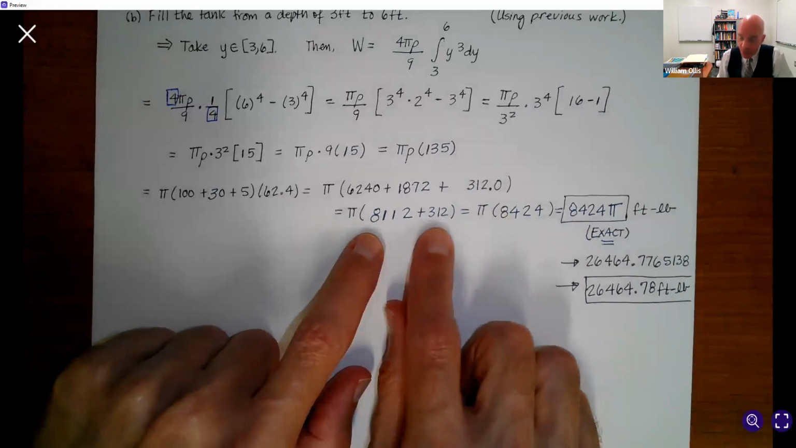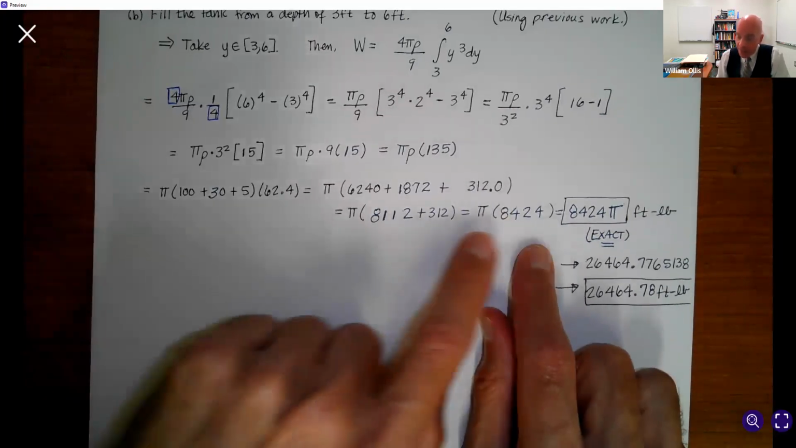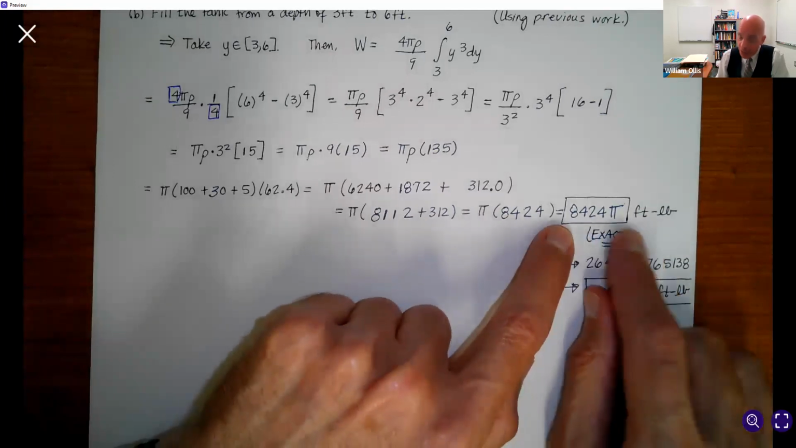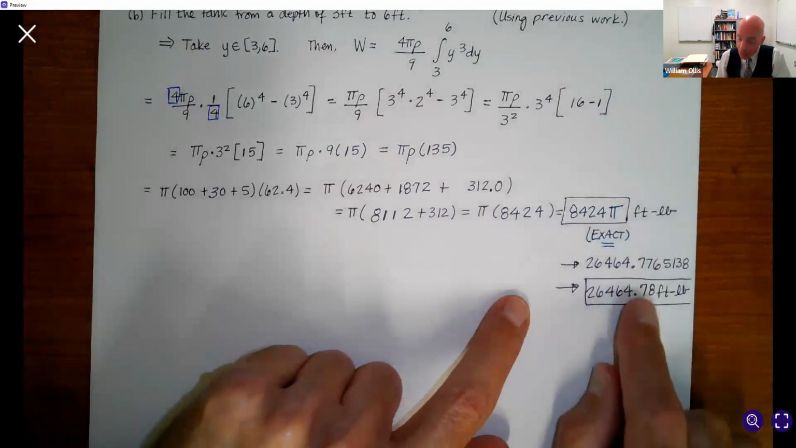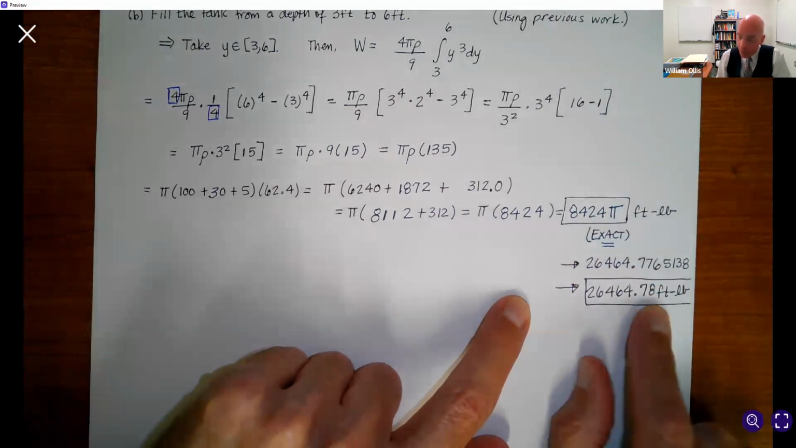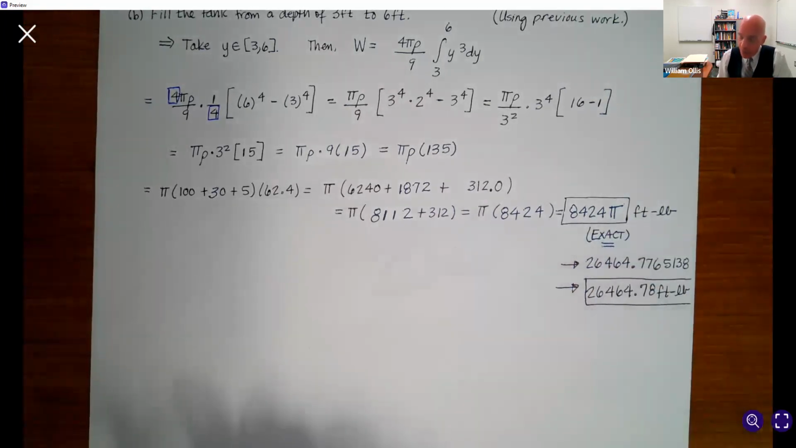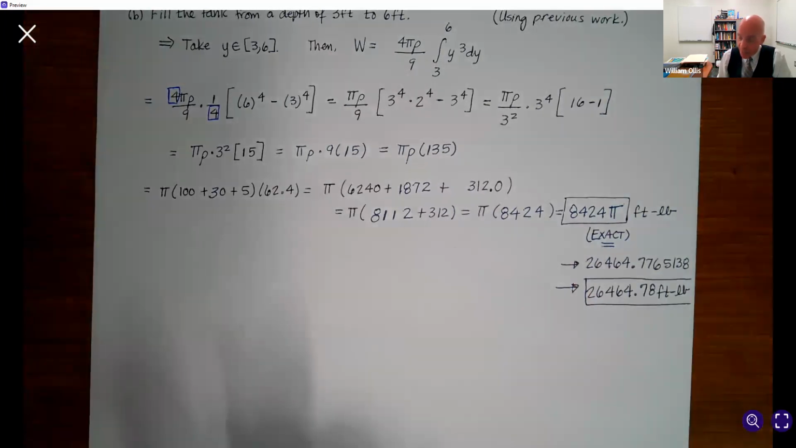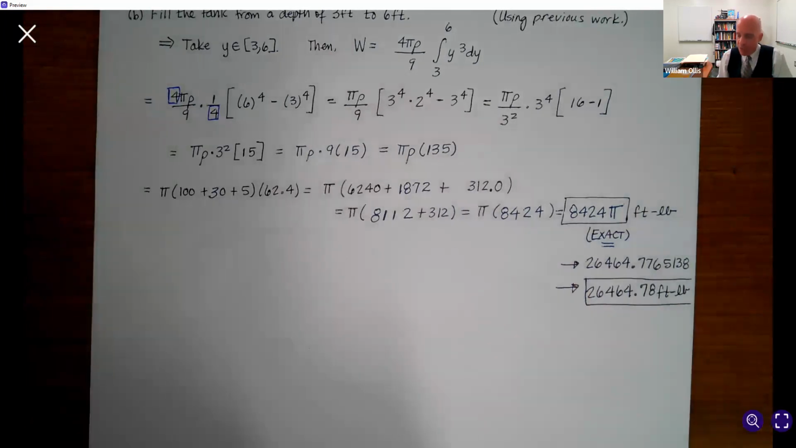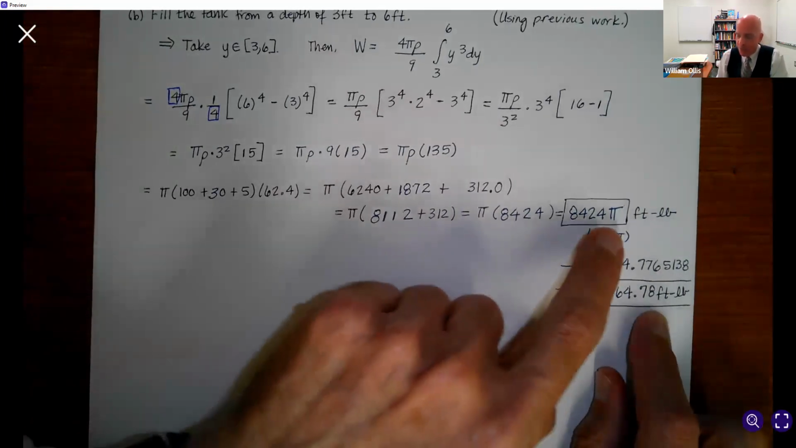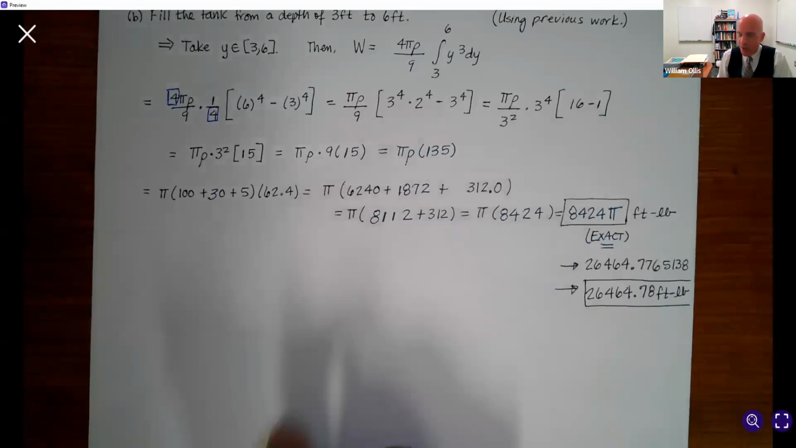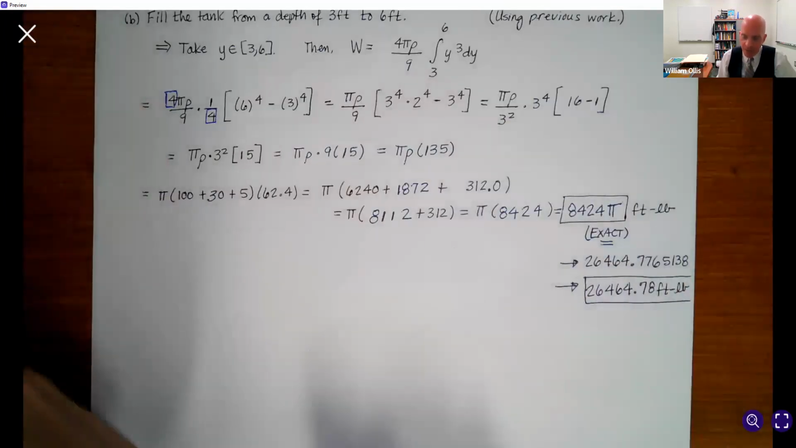So again, simple numbers that you can add up. And then that will give you an exact value of 8,424 pi foot-pounds. And then, of course, I use my Google here to round to 2 decimals. So 26,464.78 foot-pounds. Well, of course, your clients are going to be more helpful to this, but if they took some geometry, they know what a good approximation of pi is. But again, that was that. I thought I had not done it, but there you go.